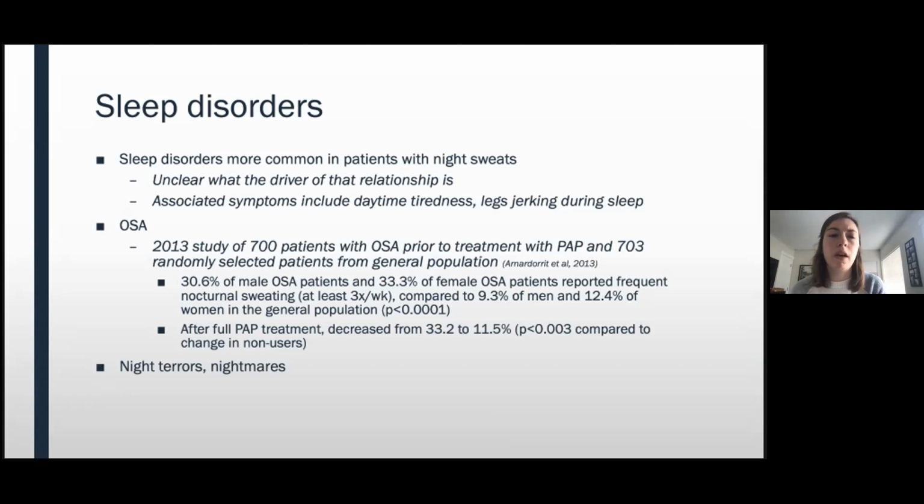And then there's been some evidence, someone mentioned in the chat earlier, of patients who are having nightmares, night terrors. And because of this legs jerking during sleep, I didn't read this anywhere, but I was wondering if maybe restless leg syndrome could also be associated with this. So again, lots of sleep problems.